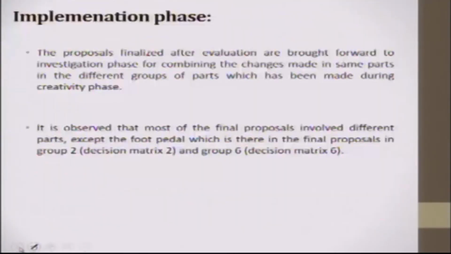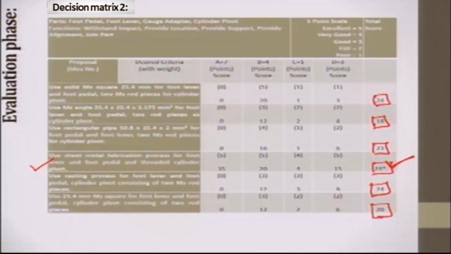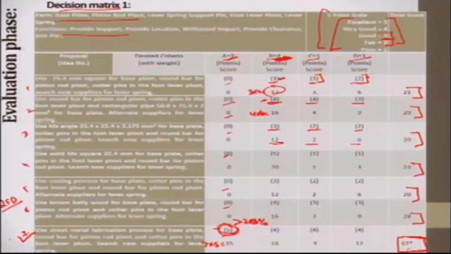Now comes the implementation phase. What we have done is we have selected this idea: use sheet metal fabrication process for foot lever and foot pedal and threaded cylinder pivot. We have selected this idea: use sheet metal fabrication process for base plate, and so on.